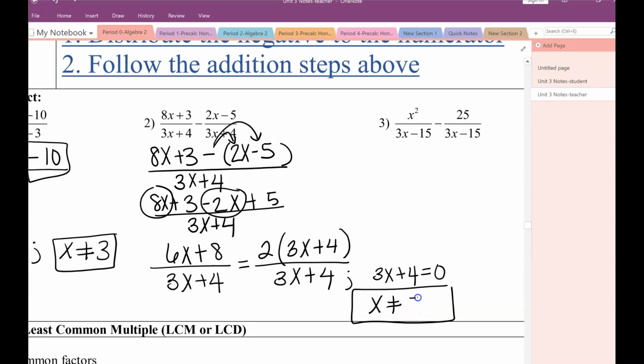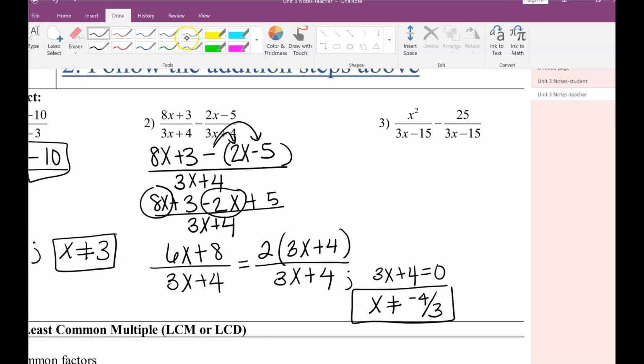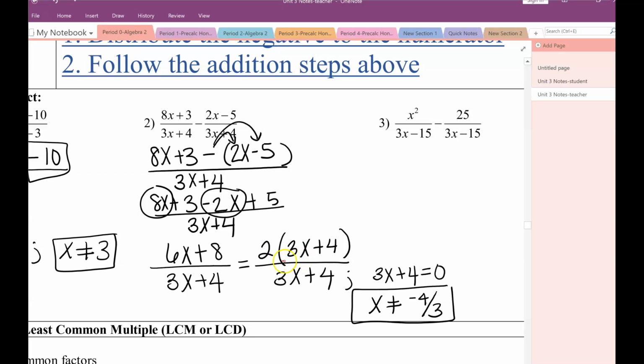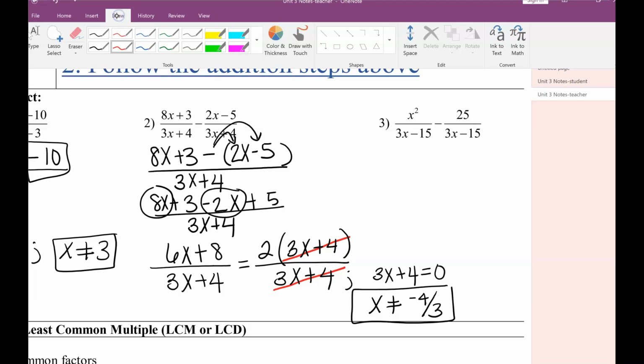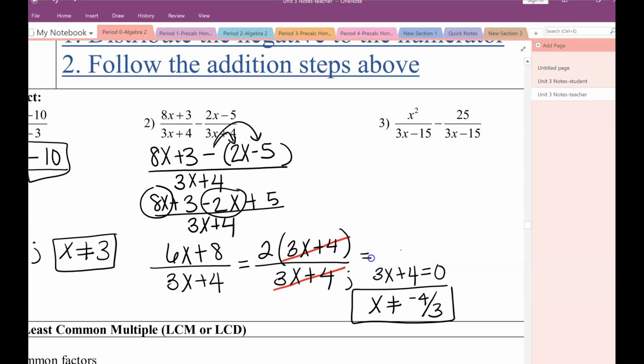Okay, so x can never ever be negative 4 over 3. Someone disagree with that? No. Now what are we going to do? Simplify, right? Cancel. So we're going to cancel that set and this whole set. That means our final answer is what? 2. I know. How awesome. I love cancellation. Okay. So final answer is 2.